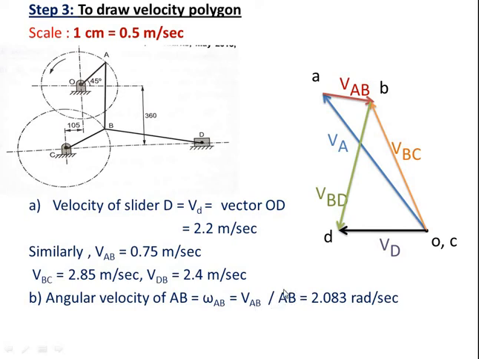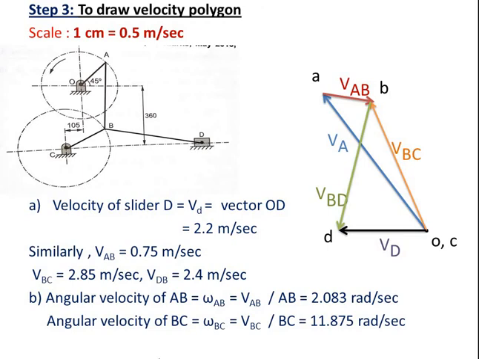Now remember, this should be the dimension which is given in an example. Do not take the one with which you have drawn the configuration diagram. Don't take the scaled value. Take the actual dimension, so that you will get the actual velocity of the link AB. And then you will get actual angular velocity of link AB as 2.083 radian per second.